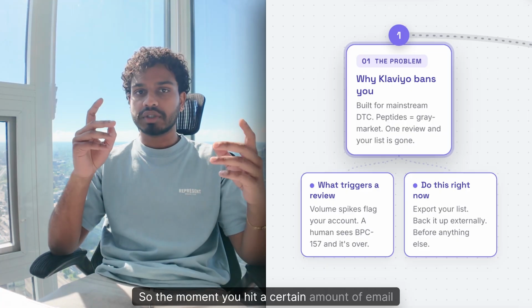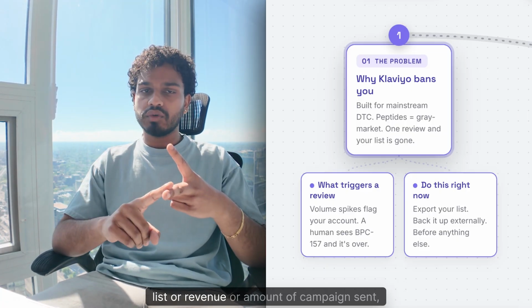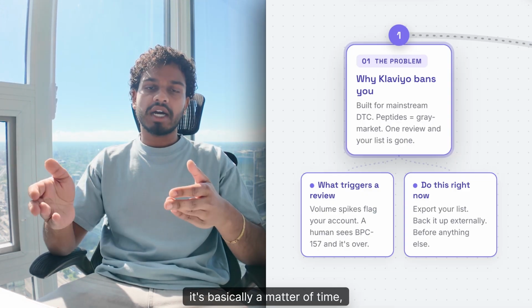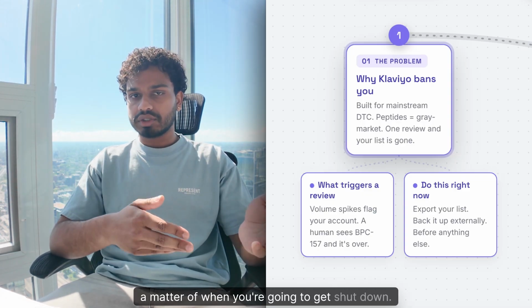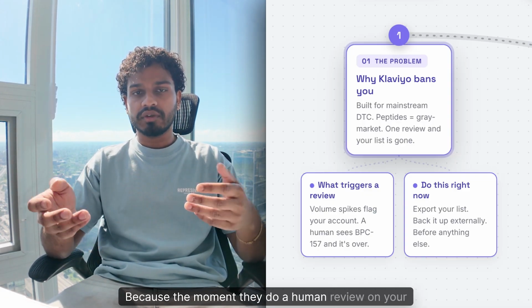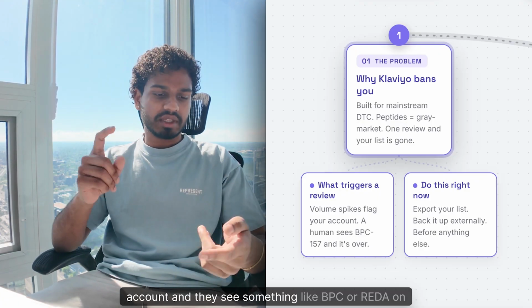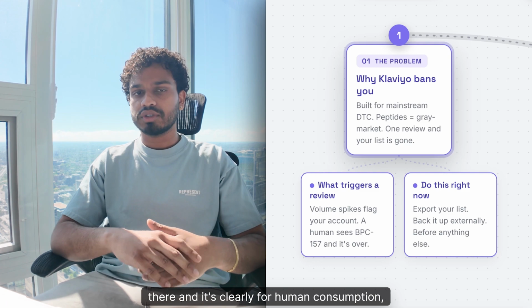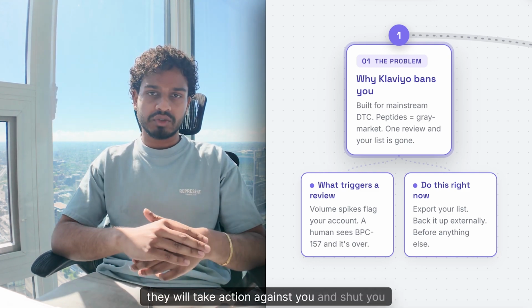So the moment you hit a certain amount of email list or revenue or amount of campaigns sent, it's basically a matter of when you're going to get shut down, because the moment they do a human review on your account and they see something like BPC or Reta on there and it's clearly for human consumption, they will take action against you and shut you down.